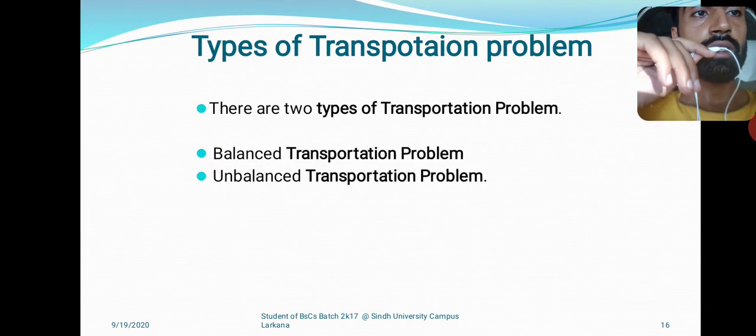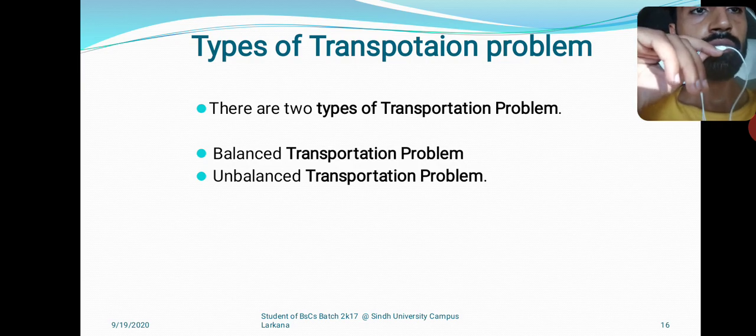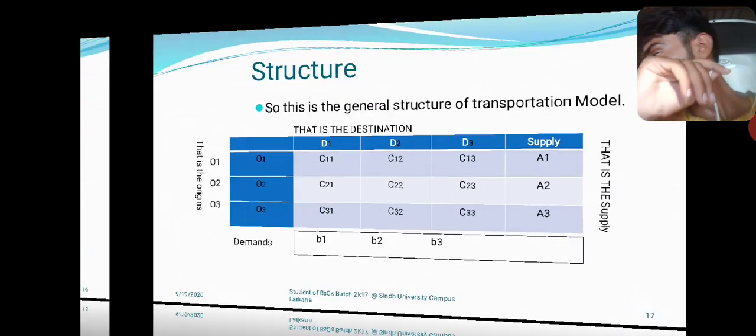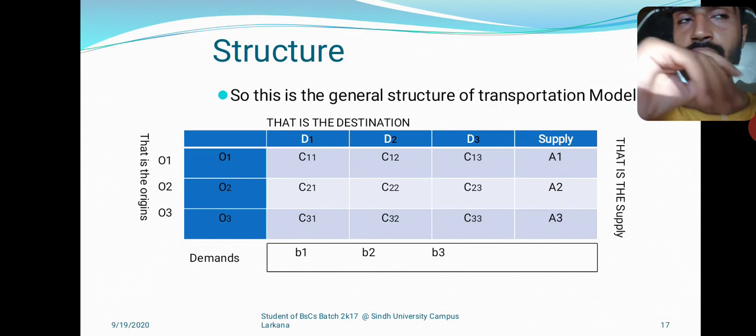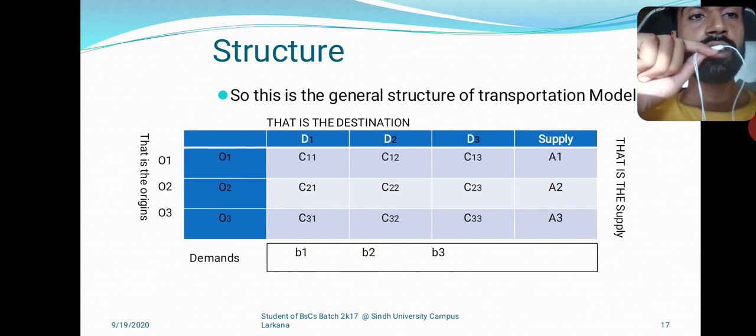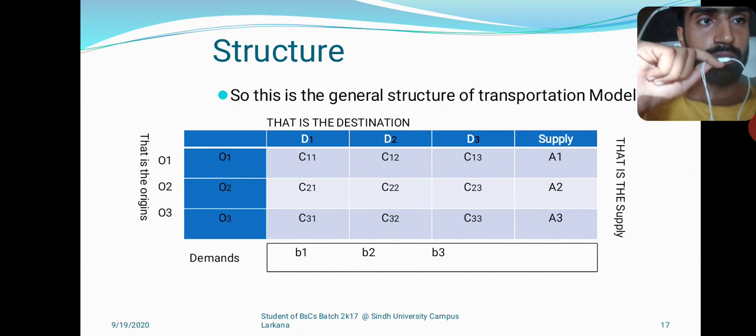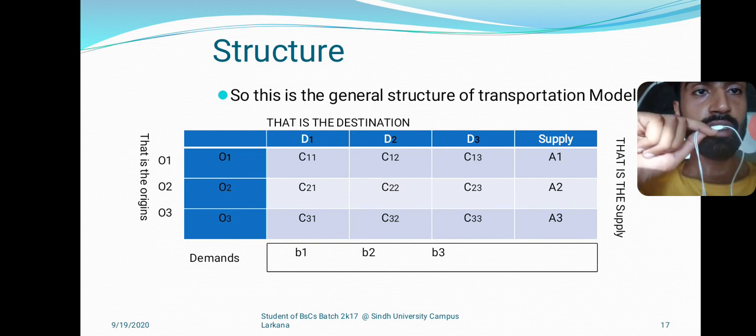Types of transportation problem. There are two types of transportation problem: balanced transportation problem and unbalanced transportation problem. Structure. This is the general structure of the transportation model. The destinations are D1, D2, D3.